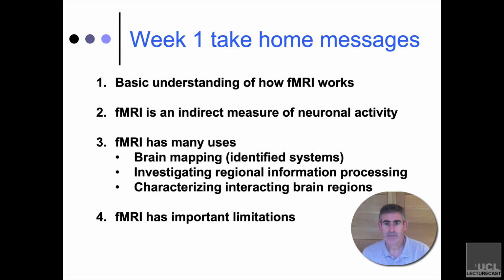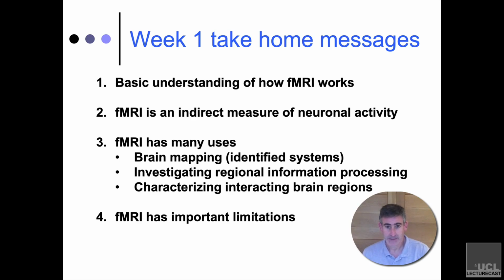Okay, well, I hope after those two lectures, there are a couple of things that you've taken out of them. One is a basic understanding of how MRI and fMRI work. And as part of that, the fact that fMRI is an indirect rather than a direct measure of neuronal activity. What we're actually measuring is oxygen levels in the blood, and therefore we're getting this hemodynamic response, which indexes neuronal activity. With that in mind, there are a lot of really valuable uses of fMRI, including this idea that you can identify systems using brain mapping approaches.